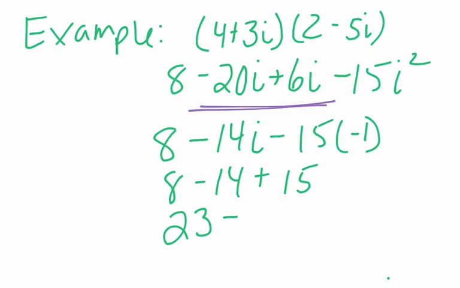And you'll notice I did make a mistake right here. And this is like a careless thing. I dropped the i in it when I rewrote it. So it was negative 14i, and I copied it as negative 14. So I caught my mistake. I'm going to make sure I put that back in there. And then 8 plus 15 is 23 minus 14i.